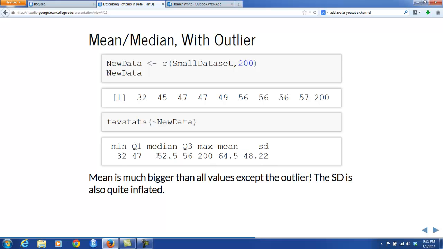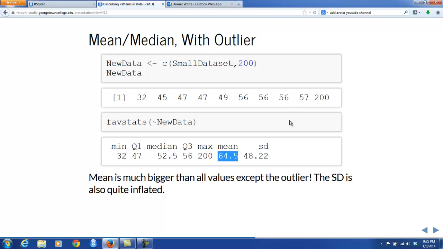Notice that the median is about the same as it was before. Before the addition of the 200, it was 49. Now it turns out to be the average of 49 and 56, and that's 52.5. So it didn't change too much. But look at the mean. It's 64.5.